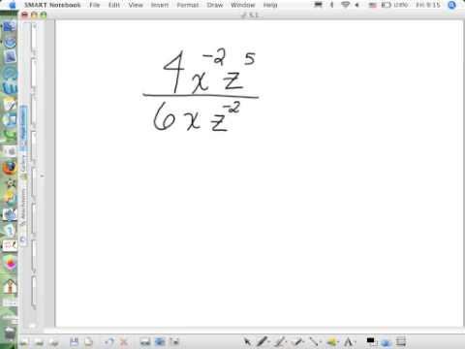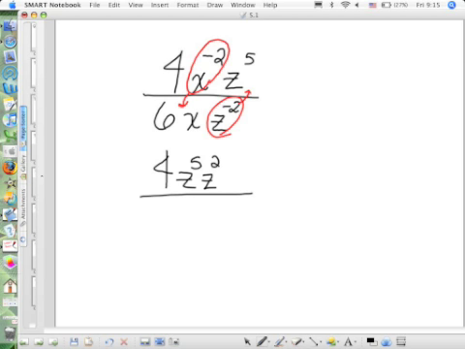Okay? So the first thing we take care of is the fact that I know this needs to move. And I know this needs to move because they each contain a set of instructions saying invert this number or invert this variable. So when I do that, I have 4 still in the numerator. I have z to the 5th still in the numerator. But now I've brought up z squared. In the denominator, 6 is still there. X is still there. But I've brought down 2 more x's.